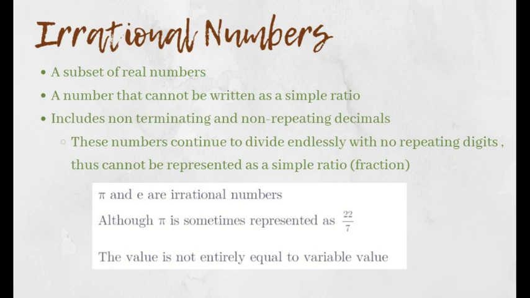Since they don't have a pattern, this shows that these numbers can continue to divide endlessly with no repeating digits, thus they can't resemble a simple ratio, which is a fraction. And a good example of an irrational number would be pi. One of the things is, technically they say, okay, well, pi can be shown as 22 divided by 7. But technically this doesn't equal the actual value. So I'm going to demonstrate this in a second.